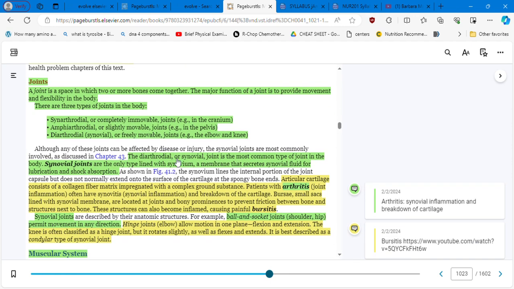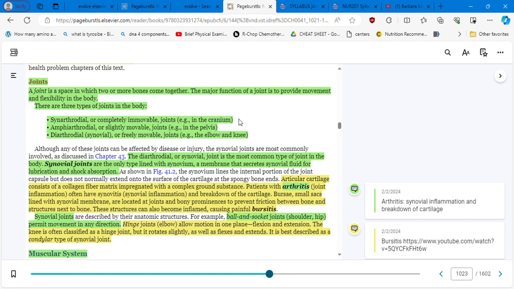Joints. A joint is a space in which two or more bones come together. Okay, the major function of a joint is to provide movement and flexibility in the body. There are three types of joints in the body. We have the synarthrodial, which means bones together, completely immovable joints, for example, in the cranium.